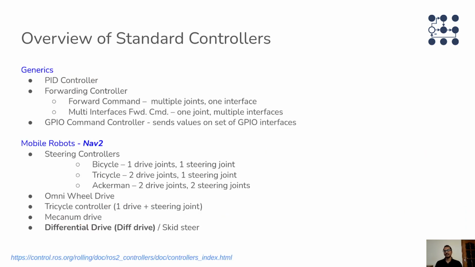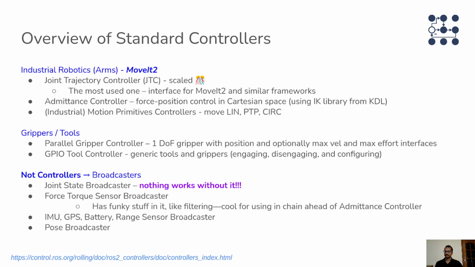So here are some standard controllers that we provide. The PID controller and the forward command controller, which is basically you send a command that gets returned to the hardware directly. And we have general purpose input output command controllers. And for the mobile robots, for the navigation, we have steering controller, omni-based controller, mecanum drive controller, and differential drive controller. And for the industrial arms, we have the joint trajectory controller, which also interpolates the trajectory for you out of the box. And we also have the admittance controller.